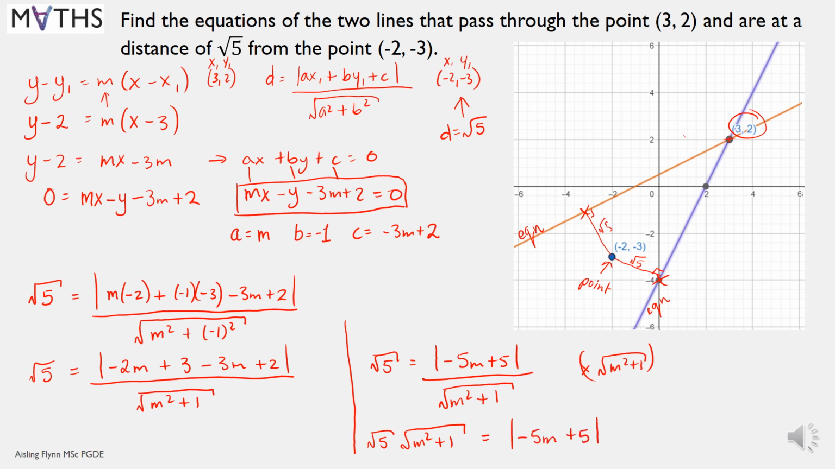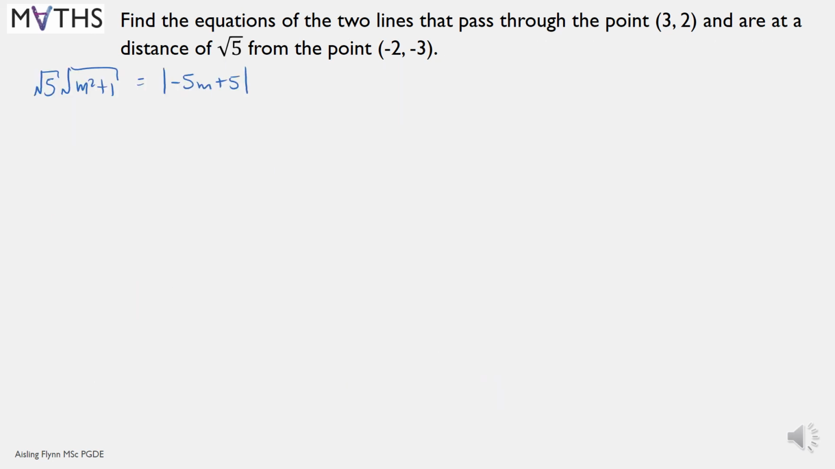Okay, and I'm going to bring this line forward onto the next slide. Okay, so continuing from where we were, I'm going to multiply the two roots here, and I get 5m squared plus 5 equals to what we had on the right. Now, at this stage, we have our modulus bars.